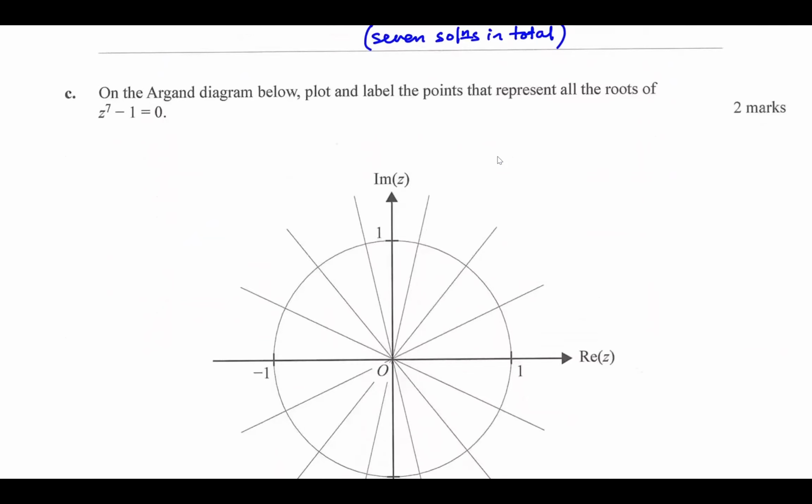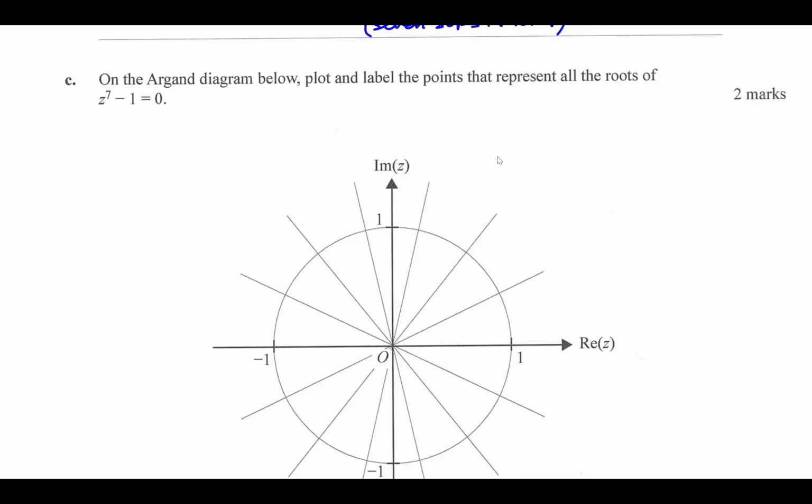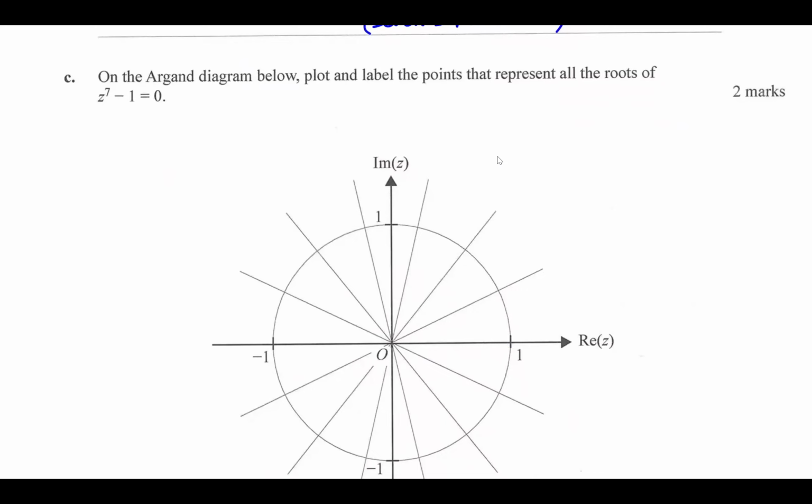And on the Argand diagram below, plot and label the points that represent all the roots. So we know here we've got cis 0 equals 1, and 7 equal parts, okay? 1 part, 2 parts, 3 parts, 4 parts, 5 parts, 6 parts, and 7 parts, equally spaced along the circle of radius 1. And you should note that the other 6 complex solutions are 3 conjugate pairs. Don't forget to label them properly, okay?